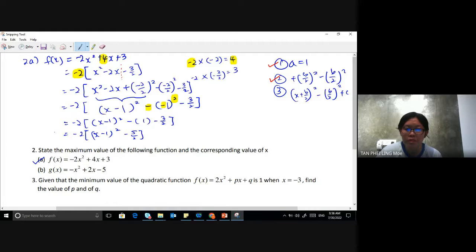So can we stop here? Can or cannot? So this one, third step also done already. Can we stop here? Can or cannot? No, cannot. Why? Need to times in. Yes, we need to expand, right? We need to take out this big bracket. So -2 multiply in here, you get -2 and then (x minus 1) squared.